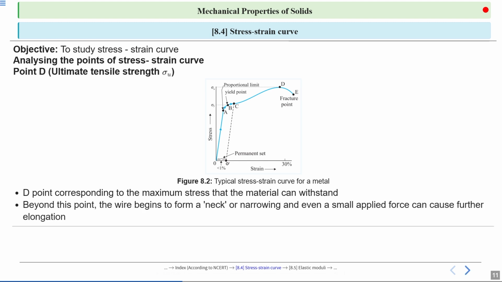Beyond point D, something interesting happens. The wire starts to form a neck, which means it gets thinner in one spot. After this, even a small extra force can cause a lot more stretching, and the material is close to breaking.